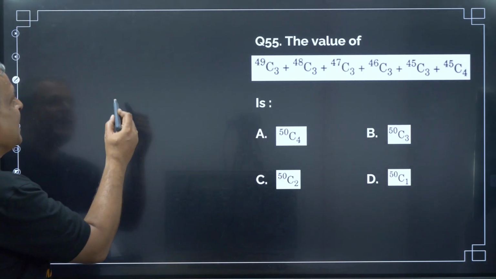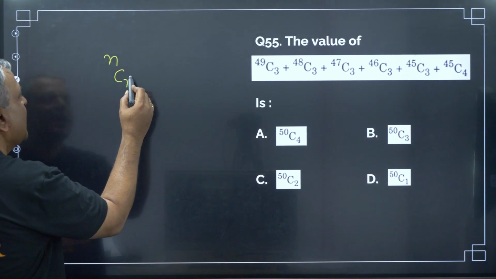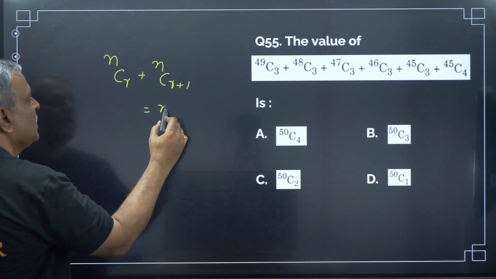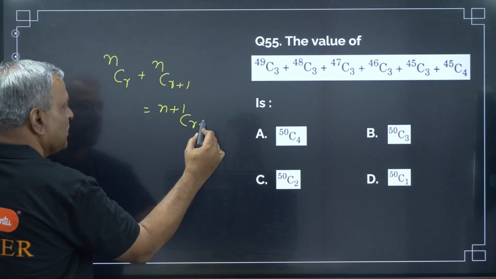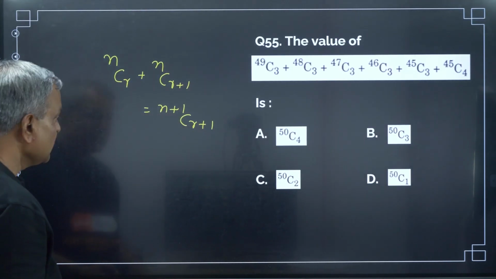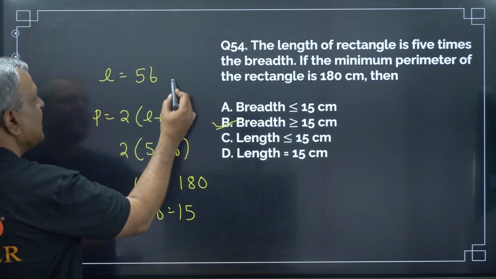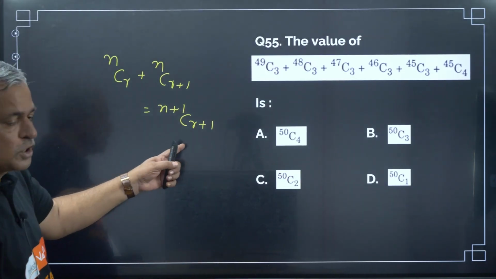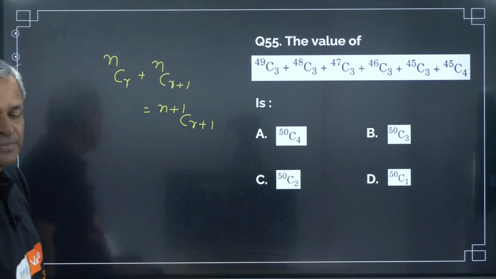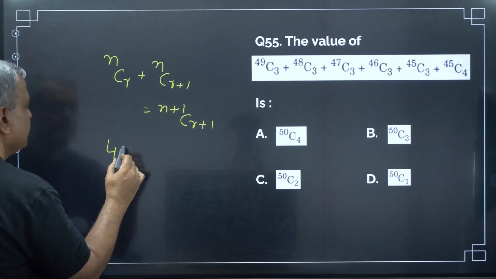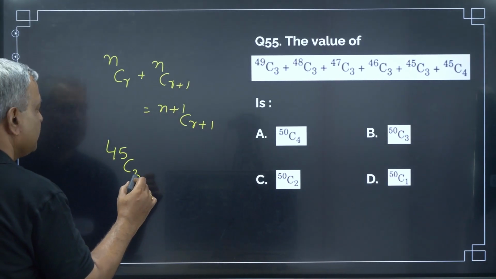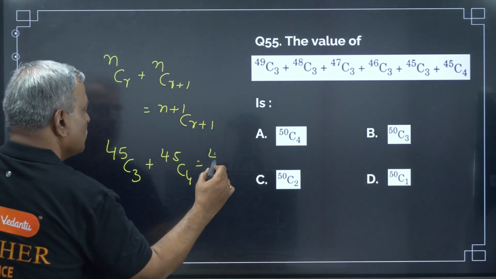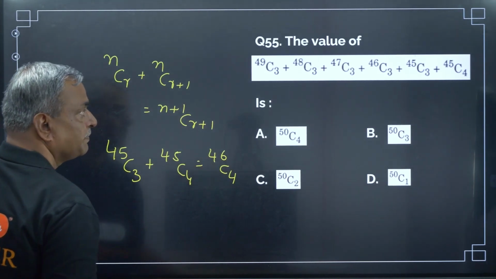Question 55. The formula is nCr plus nCr+1 will give you n+1Cr+1. If you know the formula, the previous question hardly takes 30 seconds. If you don't know the formula, nobody can help you. So 45C3 plus 45C4 will give you 46C4.